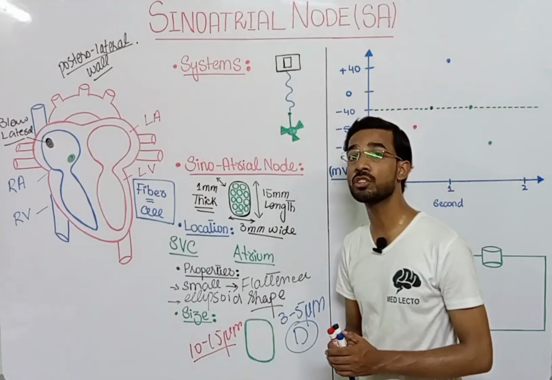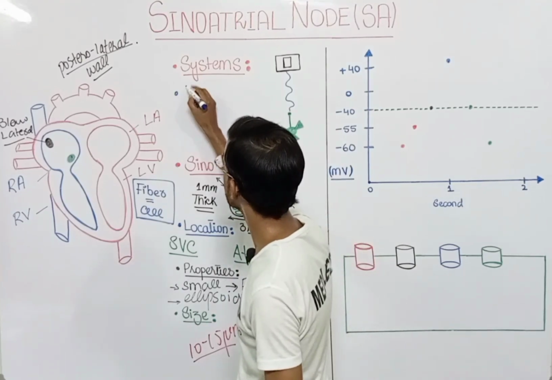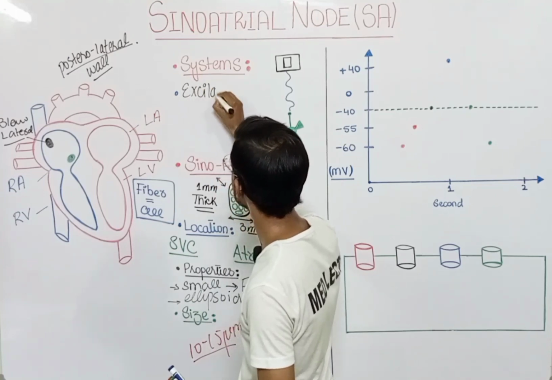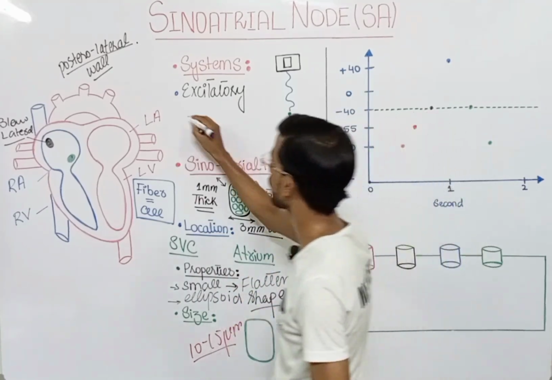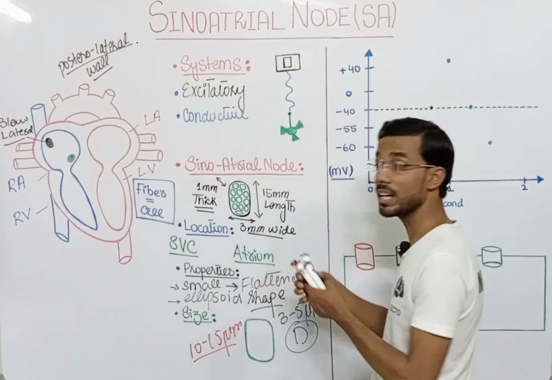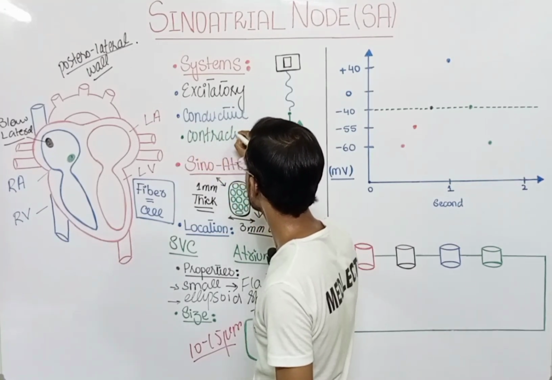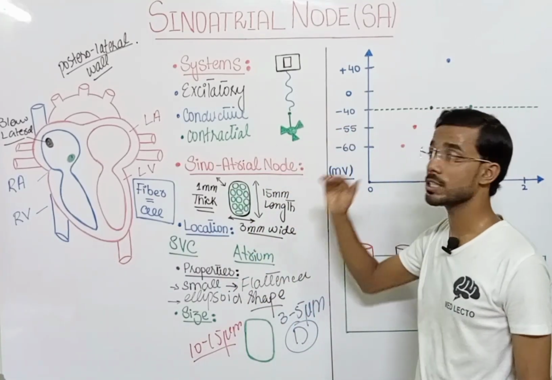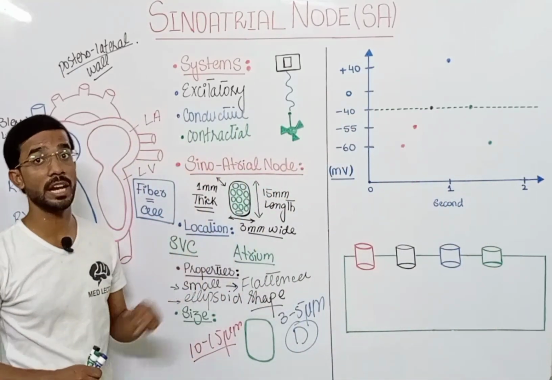In our heart, you will see the three most important systems. First is the excitatory system. Second system in our heart is the conductive system. And the third system that is very much important is the contractile system. Okay. The rhythm of all these systems should be proper. Improper rhythm of these systems will create problems.